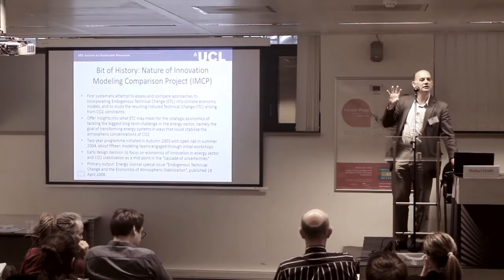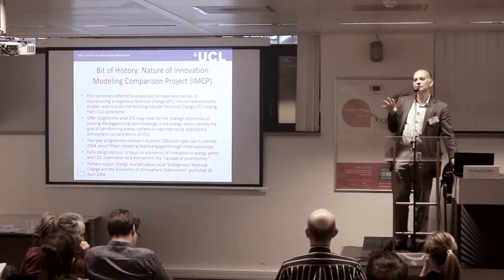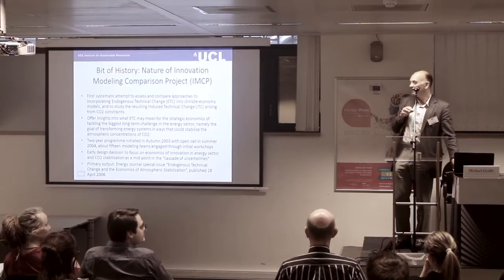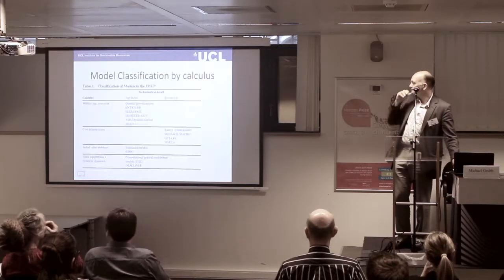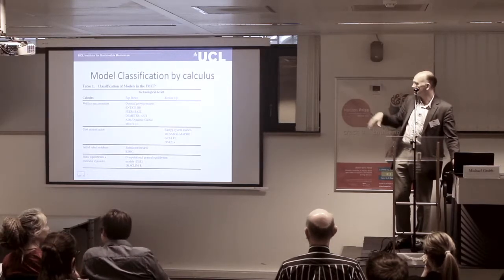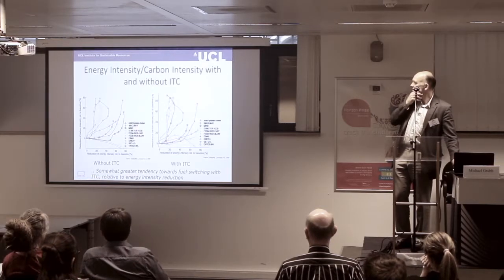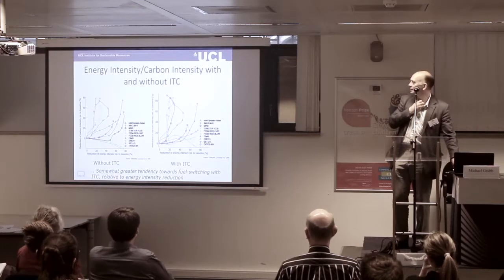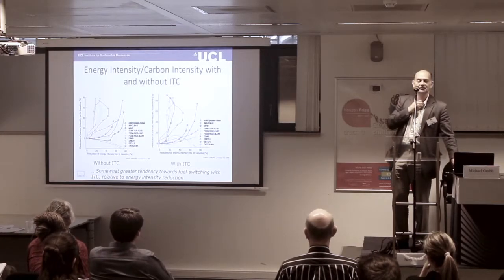We made an intense effort about 10 years ago to try and say, well, how are people trying to model endogenous technological change? Because it's kind of complicated. We ran through a classification you can look at there. And just to say, the results were kind of all over the place. This one being in terms of energy intensity and carbon intensity.